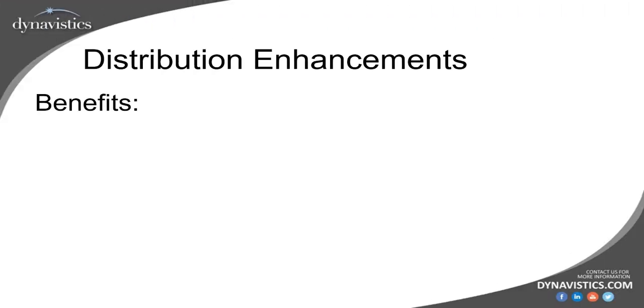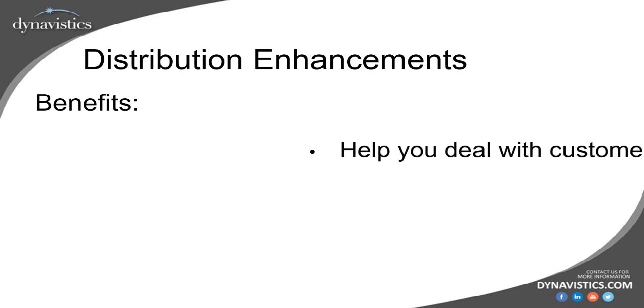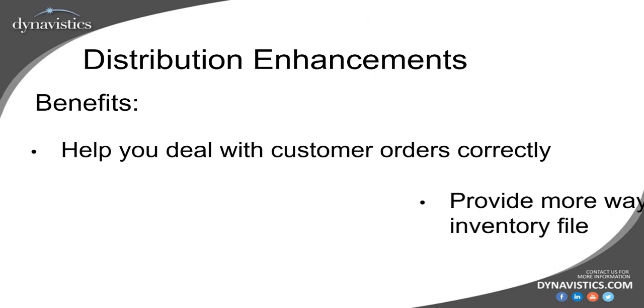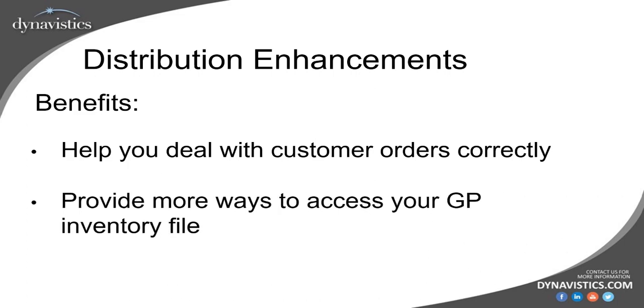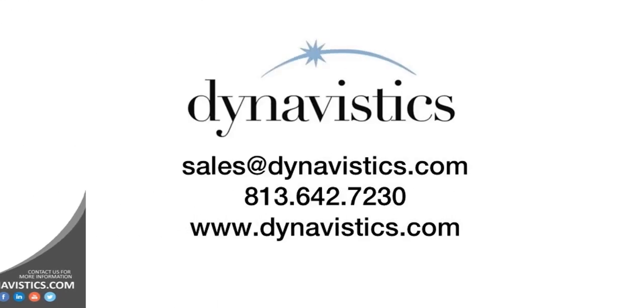These four items of functionality within the Distribution Enhancements module are designed to help you deal with customer orders correctly and provide more ways to access your GP inventory file. This presentation is one of several short videos on our website that cover additional inventory, purchasing and order processing functionality that will complement your Dynamics GP system.